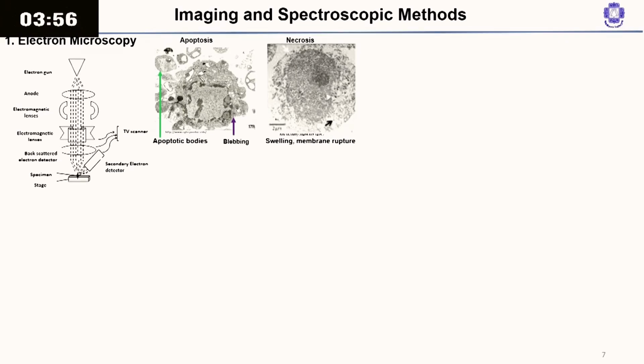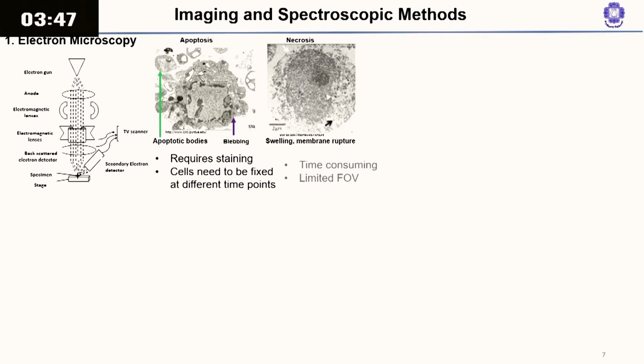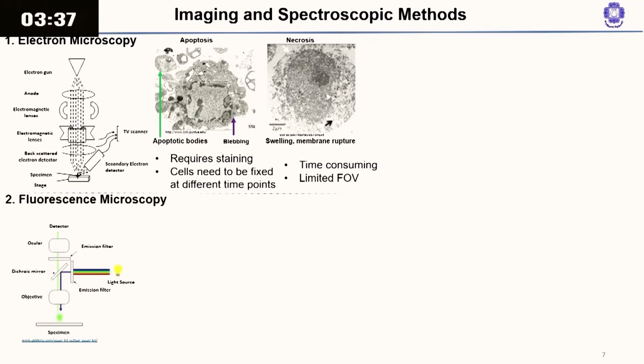Although this is a high resolution method of imaging, you need to stain the cell, and the cell needs to be fixed at different time points. Also, it's time consuming and has a limited field of view, meaning you can image only several cells, like 5 to 10 cells at a time. So this is not a high throughput method either.